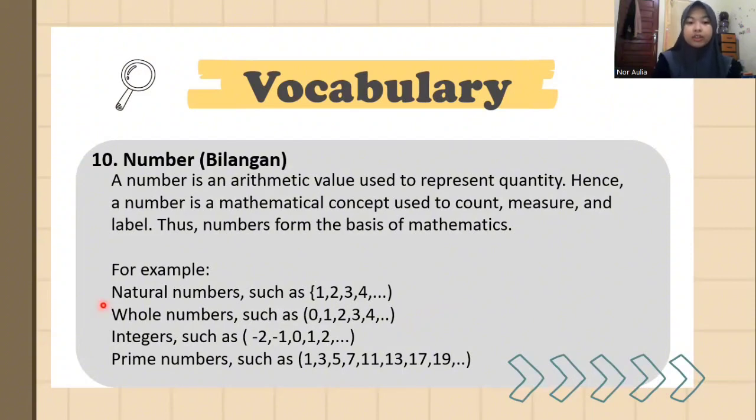So for example, natural numbers such as 1, 2, 3, 4, and so on. Whole numbers such as 0, 1, 2, 3, 4, and so on. Integers such as -2, -1, 0, 1, 2, and so on. And the last, prime numbers such as 2, 3, 5, 7, 11, 13, 17, 19, and so on.